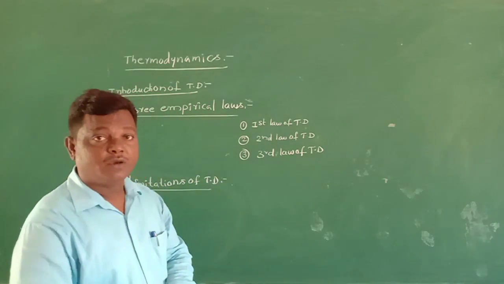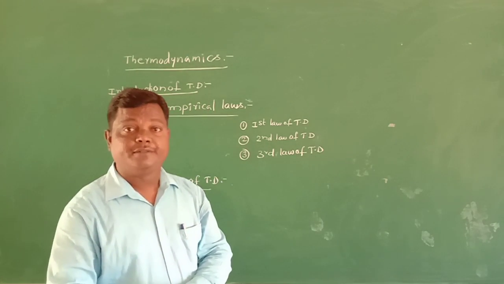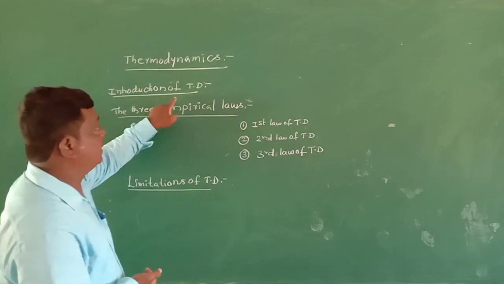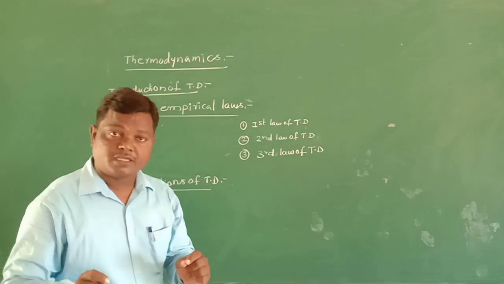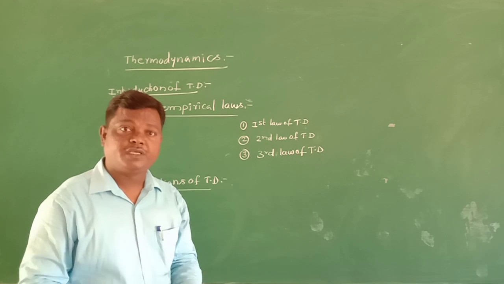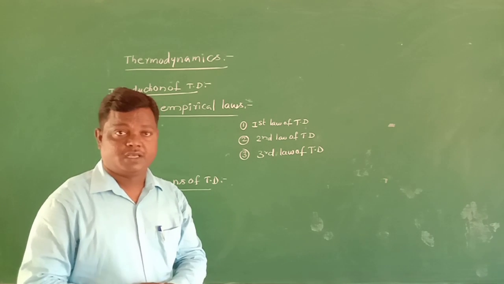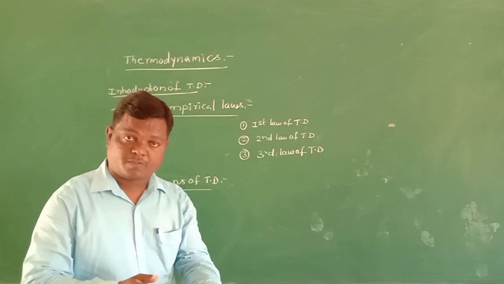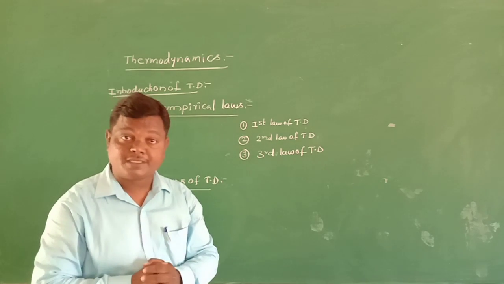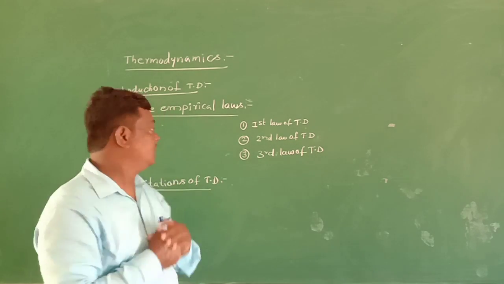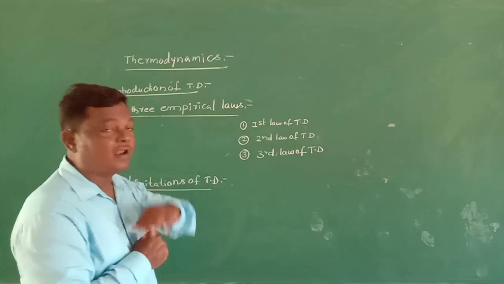So let us see the basic terminology in thermodynamics. First of all, the introduction of thermodynamics. This is a branch of physical chemistry which deals with heat and work, whether the process is feasible or not, based on thermodynamic properties or conditions. Now, the three empirical laws.